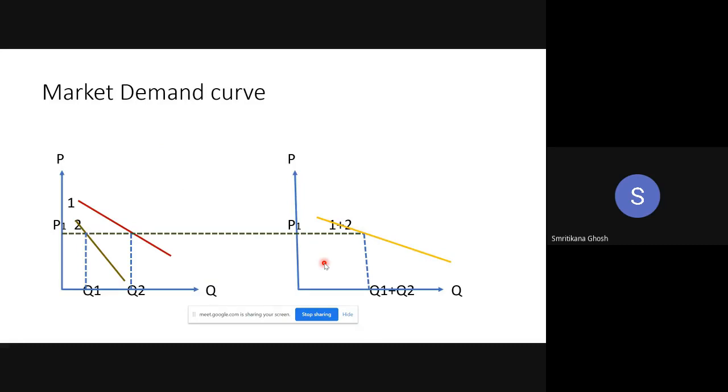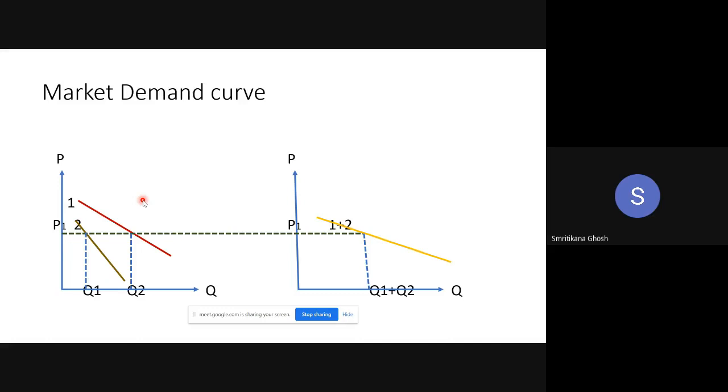Now the market demand curve. Market demand curve means in the market there are two individuals, for simplicity. So the market demand curve is the sum total of the demand of the first individual and the second individual, right? There is no such assumption or law saying that all the demand curves should be identical or parallel like this. This is not true.